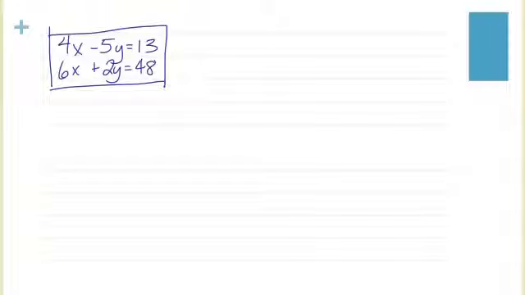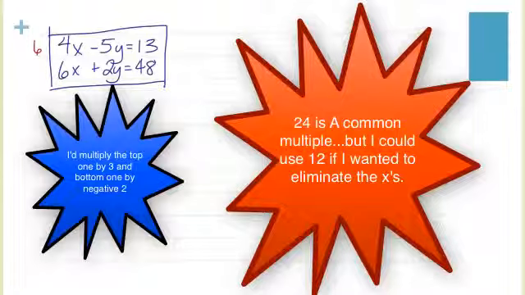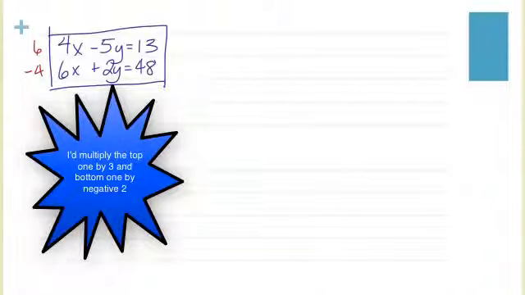They both go into 24. So I could, if I wanted to, multiply this by 6 and this by 4, and just one of them be negative. That would be perfectly acceptable.